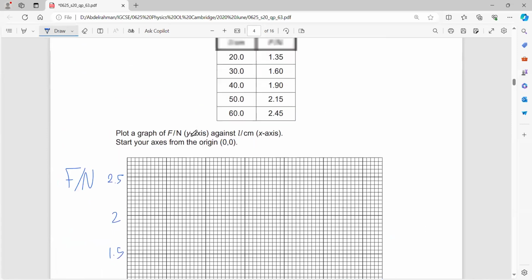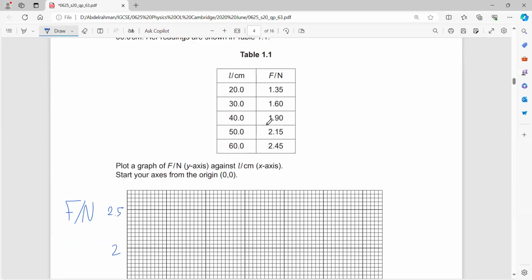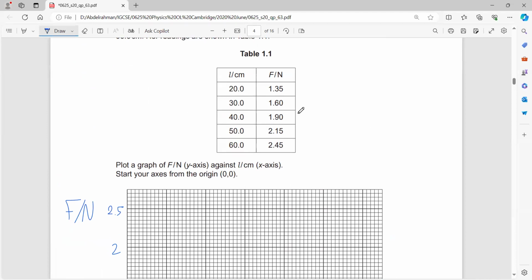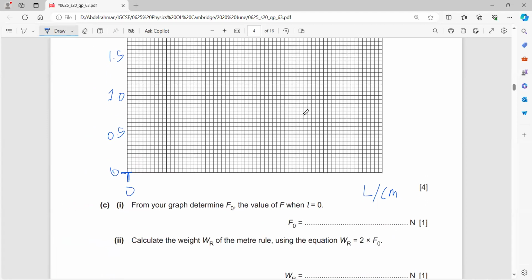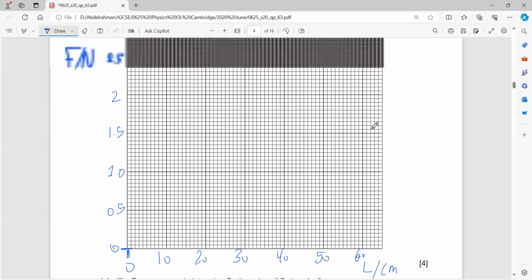So, what about the x-axis? 20, 30, 40, 50, 60. Probably I will move by tens. Let's try it out: 10, 20, 30, 40, 50 and 60. And again, you cannot start 0, 20, 30. That would be wrong. You have to go 0, 10, 20, 30, 40, 50, and then 60. Yeah, let's plot the numbers.